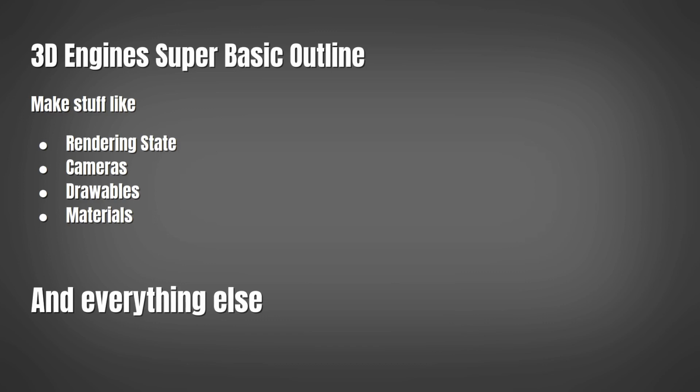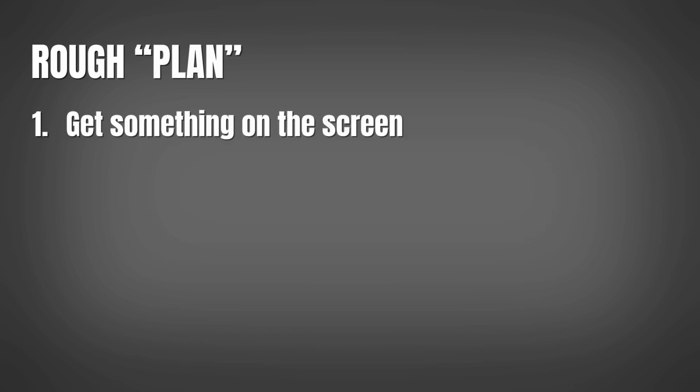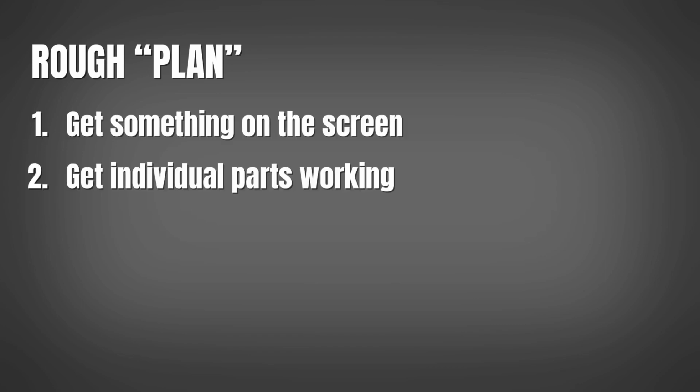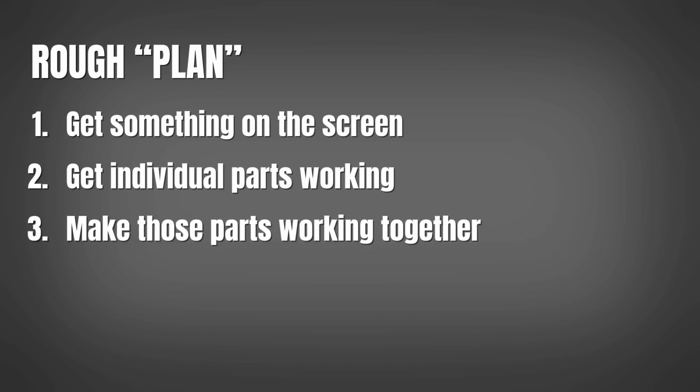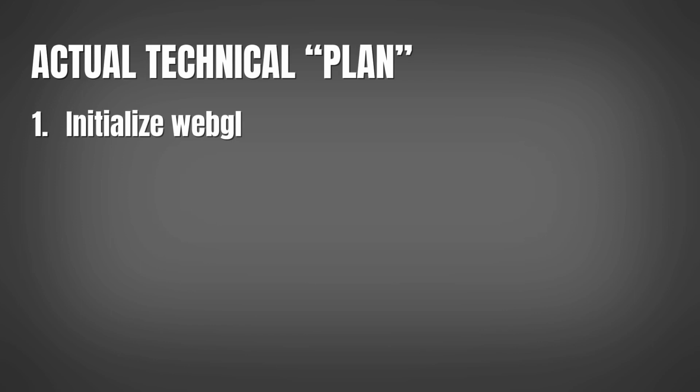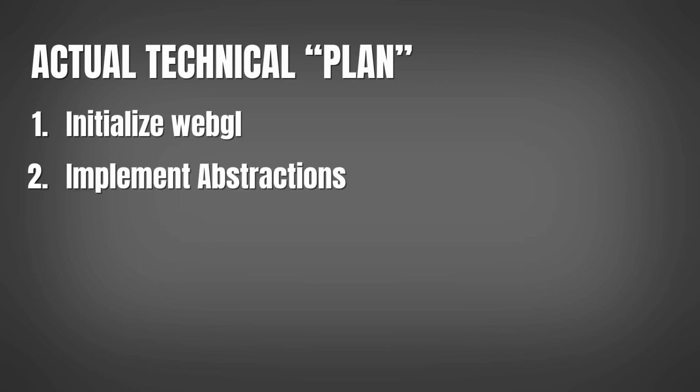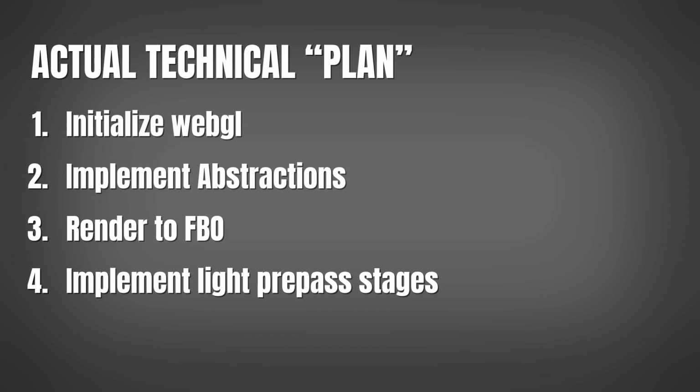There's a bunch of crap I'm intentionally skipping, like visibility system, loading, pretty much a million things, but that's the basics. The rough plan is get something on the screen, start getting some of those parts working, like the camera, the mesh, material, try getting those parts working together, and getting the various passes in. In more technical terms, this means that we need to initialize WebGL, get our abstractions working, that would be like mesh, shader, camera, get FBOs working, or frame buffer objects, and then finally get the various stages of a light prepass renderer in place, like Z prepass and normals, light buffer generation, and the forward opaque pass.